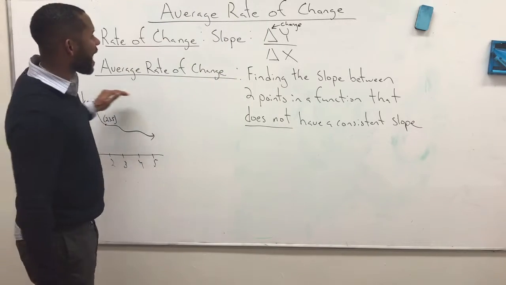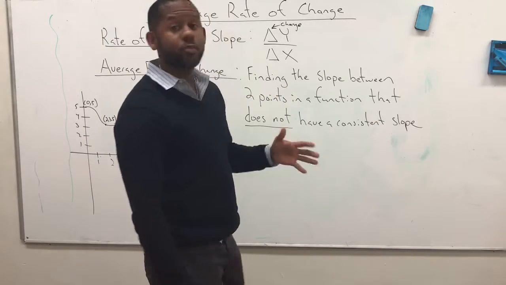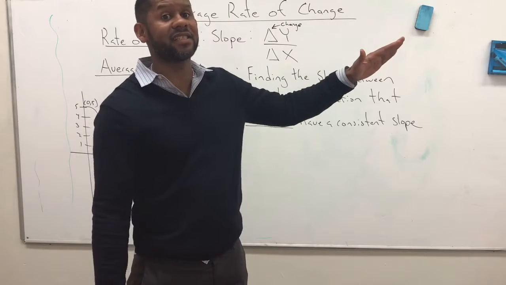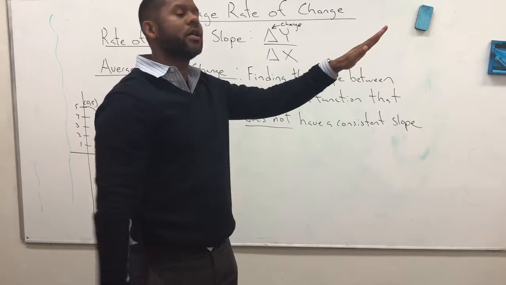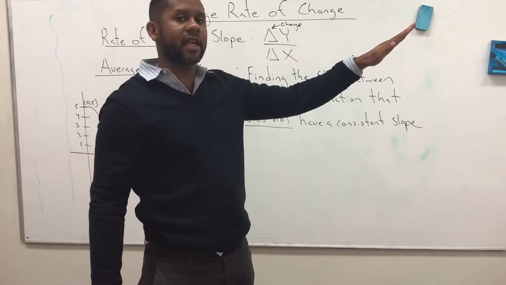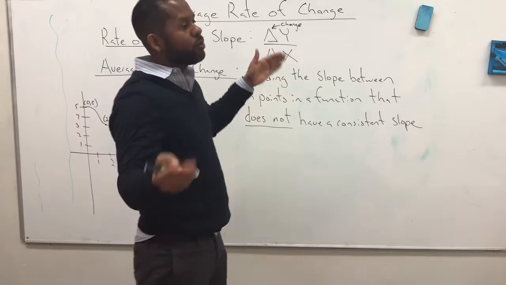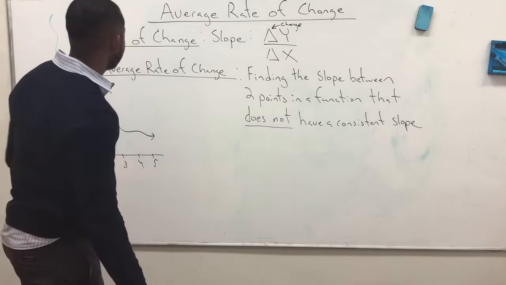So now when we're talking about the average rate of change, that's when we are finding the slope between 2 points in a function that doesn't actually have a consistent slope. So like if this was a line, this line has a consistent slope, but every function is not just a straight line like that. But you can still find the average rate of change, which means pick 2 points in that line and find the slope between those 2 points.